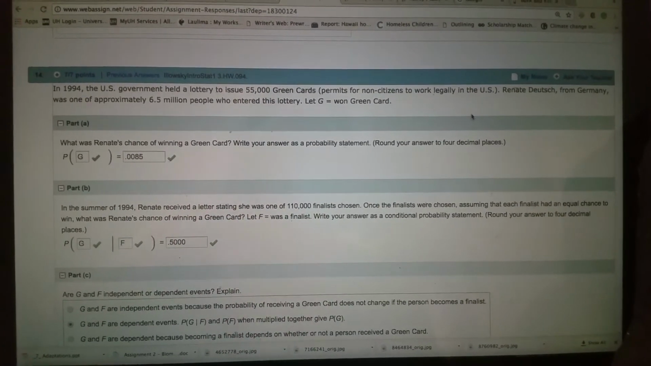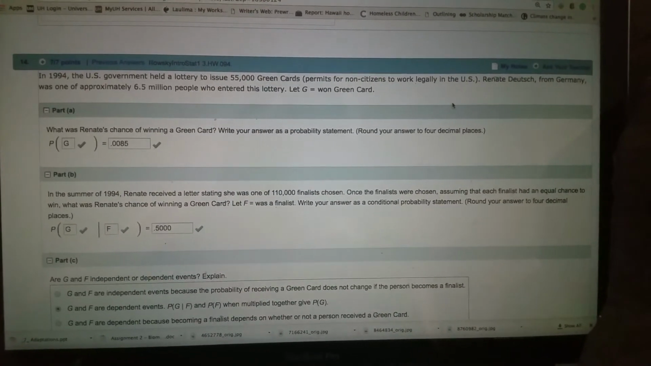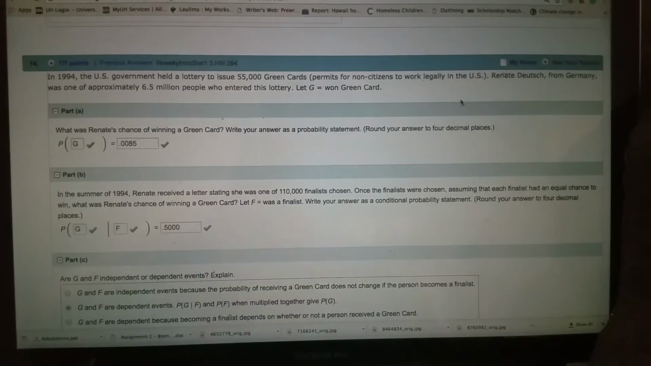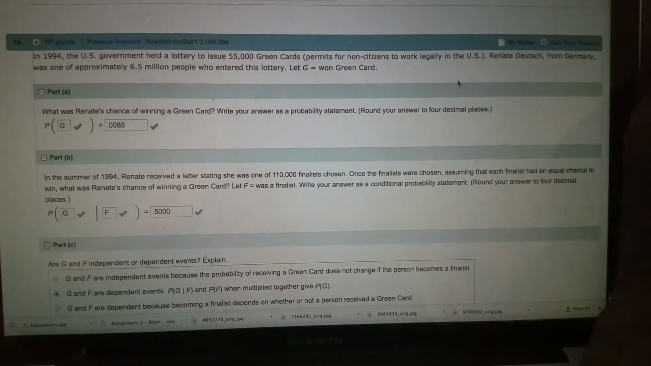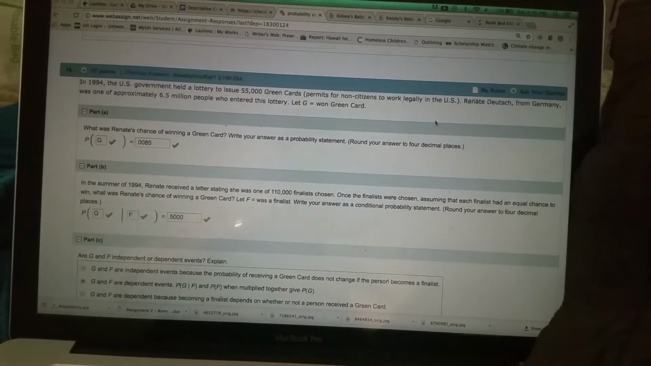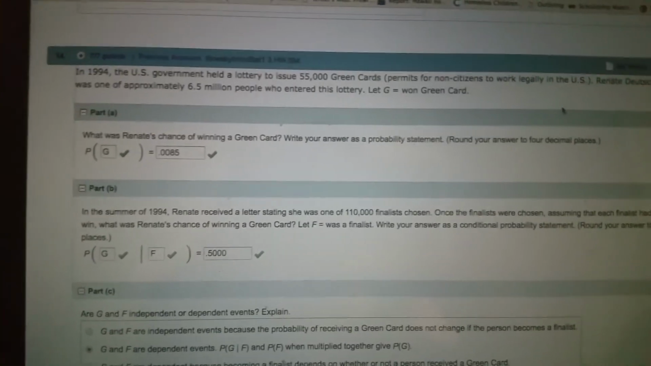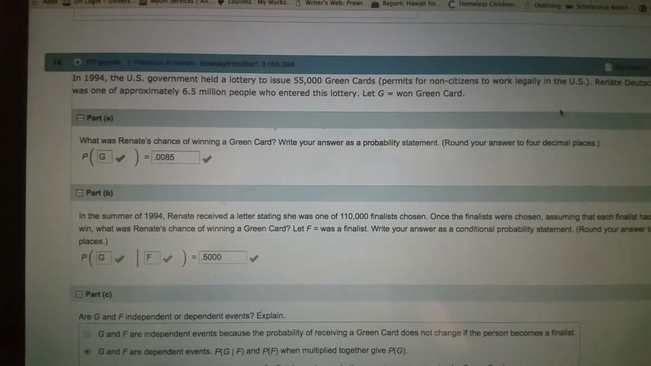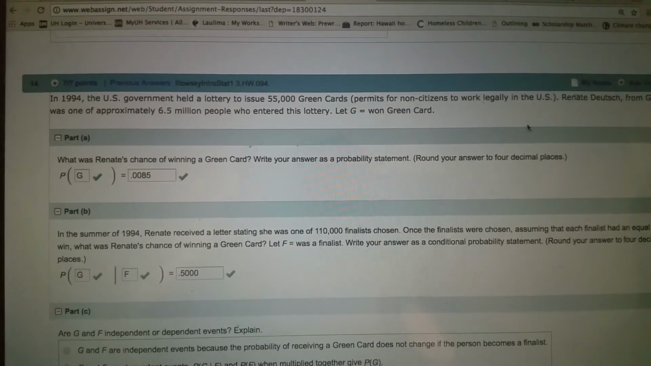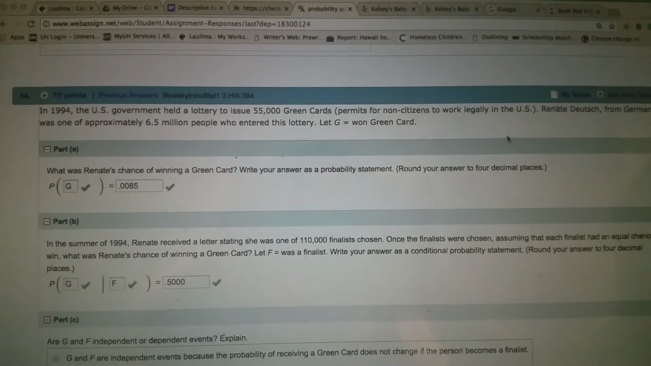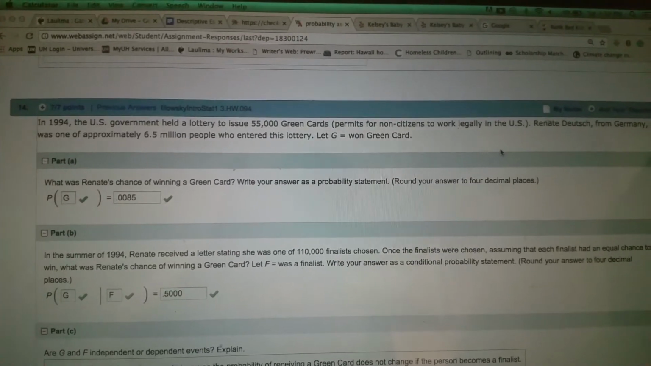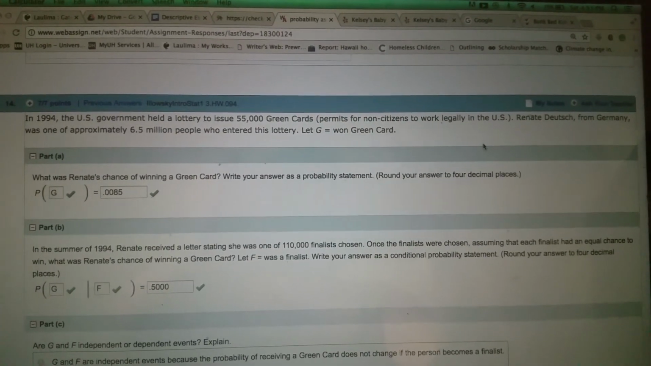Let G equal the one green card, whoever won a green card. Alright, so who won a green card? Okay, what was Renette's chance of winning a green card? Write your answer as a probability statement. So we know the probability. They want to know the probability of winning a green card. There are only 55,000 green cards out of 6.5 million people. So that's the total population, right?